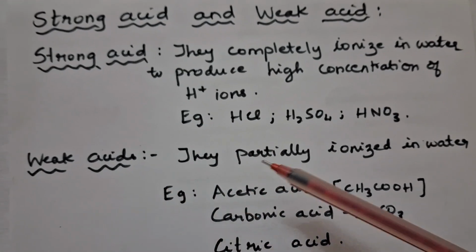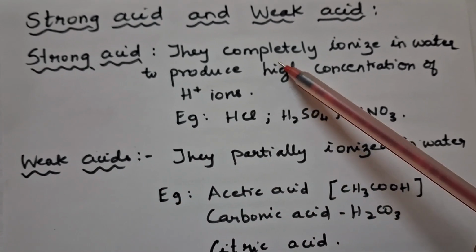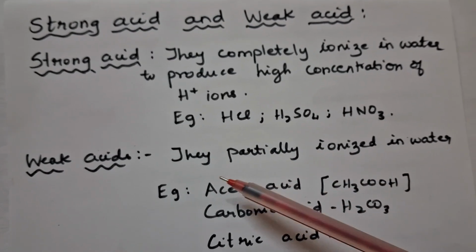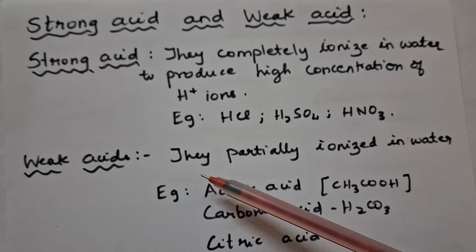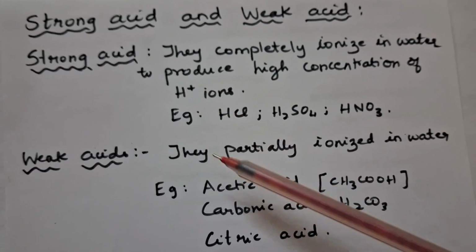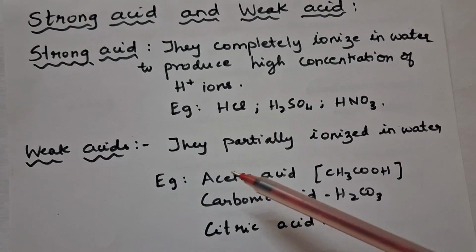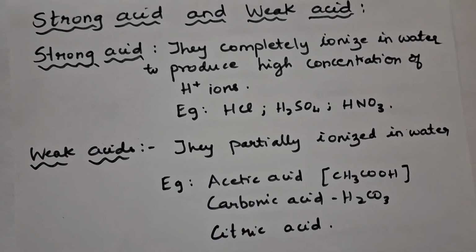Whereas weak acids partially ionize. So here they are completely ionized and here they are partially ionized. So here the number of H plus ions will be less compared to strong acids. Acetic acid, carbonic acid, citric acid, these acids you call weak acids.